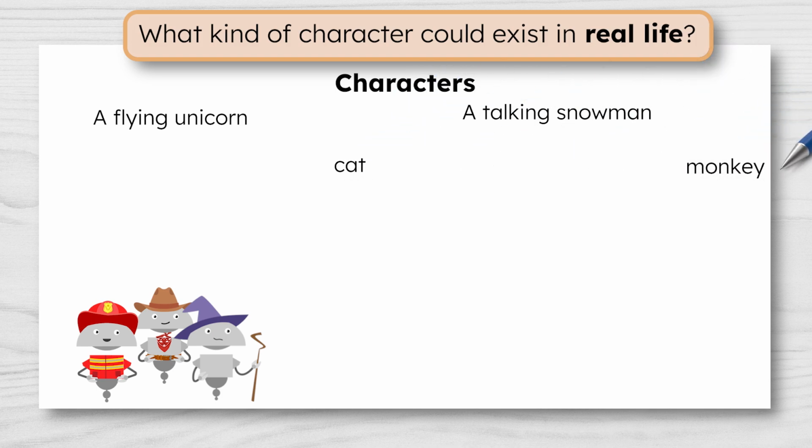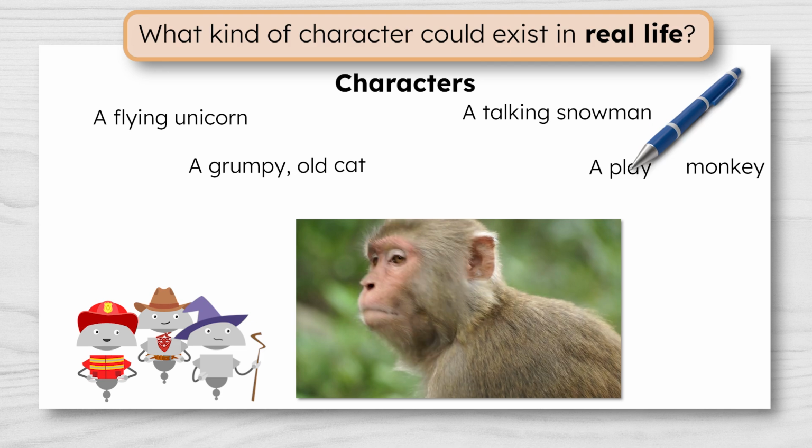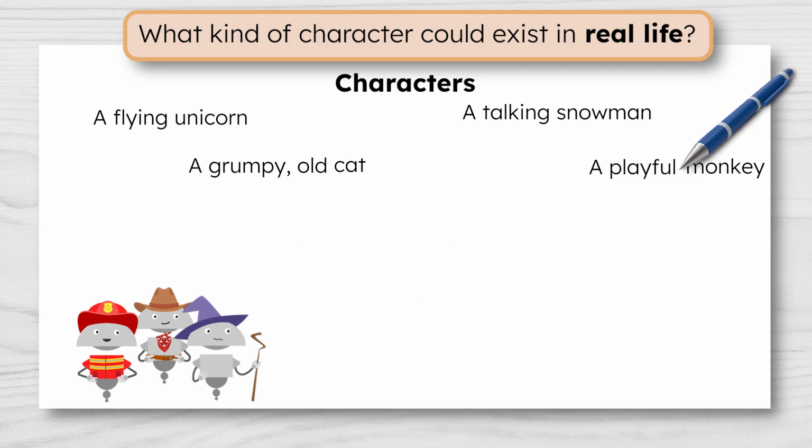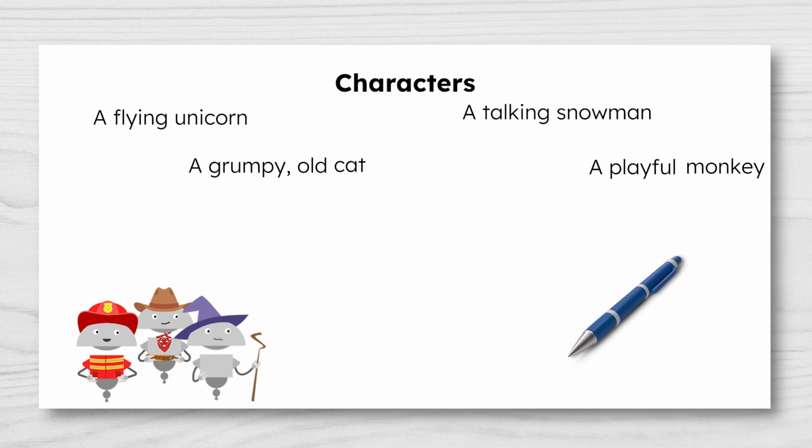These are good ideas, but we should add more detail, just like we did for settings. So, how could we describe these animals? We could say a grumpy old cat and a playful monkey. Let's add a couple more ideas. What about a person? Is that a strong idea?